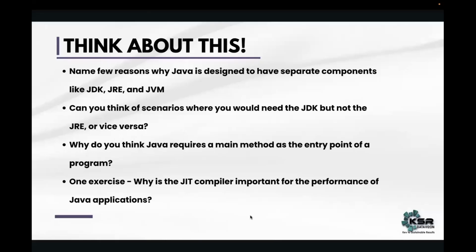Why is the JIT compiler important for the performance of Java applications? If the same function is called multiple times, the JIT compiler, as I have told you, keeps the machine code ready for it. The Java interpreter doesn't have to interpret it again. That's why the JIT compiler is important: it optimizes that repeated interpretation step, so execution becomes faster and performance improves.